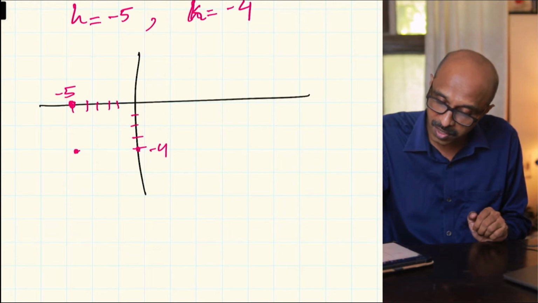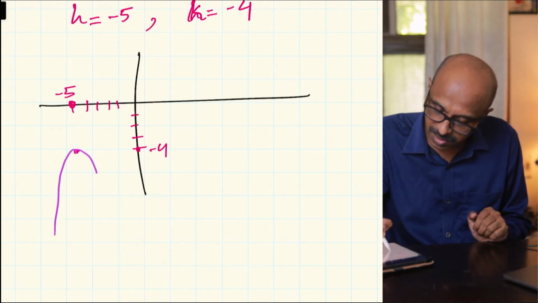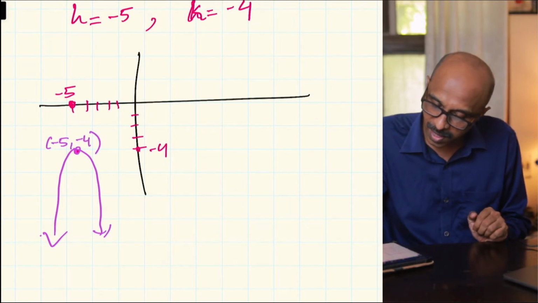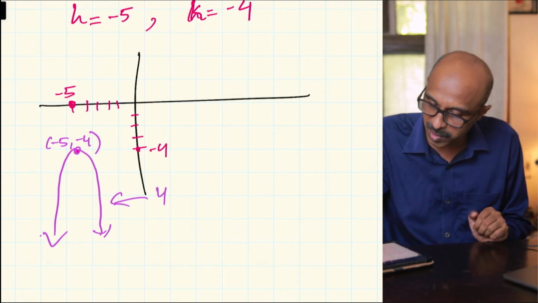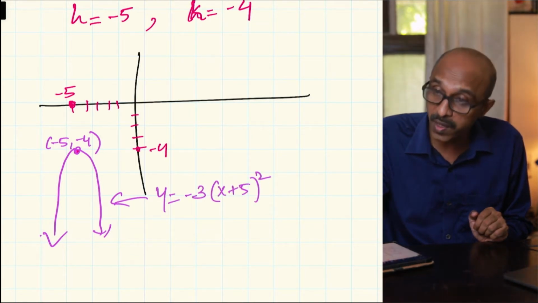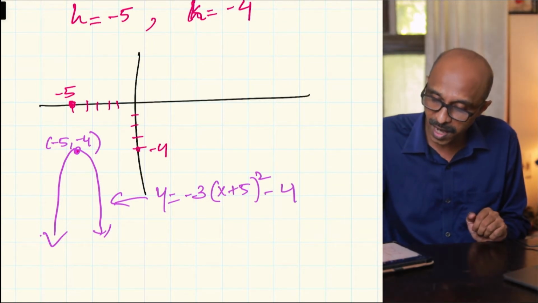I can draw that graph. Okay, nice stretched. And there you go. There you can identify that point as -5, -4. And that should be the graph y is equal to -3 times (x plus 5) the whole square, minus 4. Can you see this?